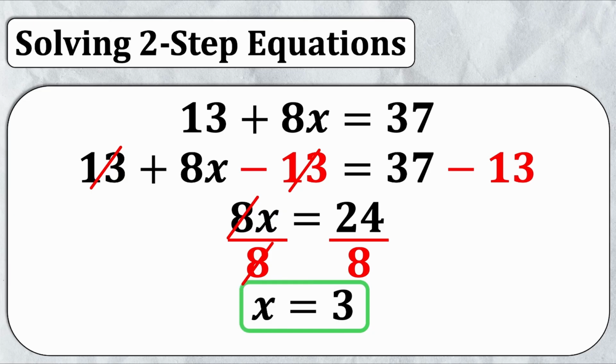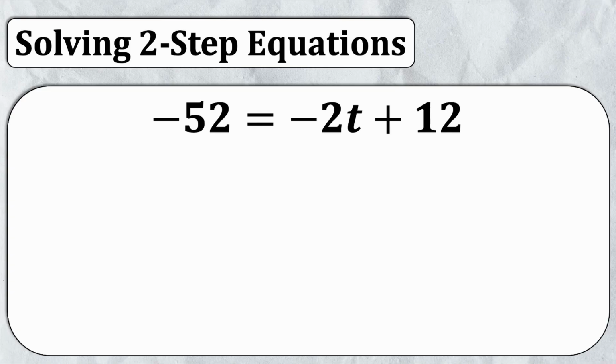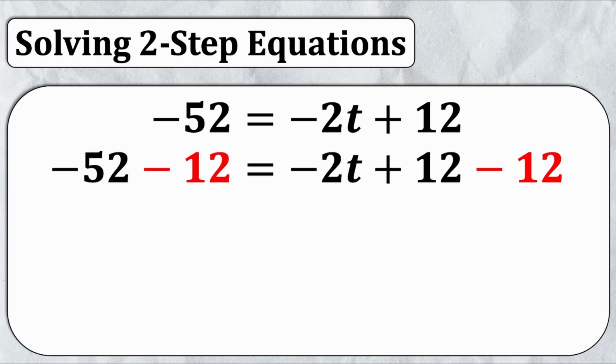All right, let's try one more harder example. Here we've got negative 52 is equal to negative 2t plus 12. So now you see that I have t on the right-hand side, and that's no problem. I just need to isolate it on that side. So I'll start by subtracting 12 from both sides. So now I have negative 52 minus 12 is equal to negative 2t plus 12 minus 12, which is going to cancel the two 12's on the right out.